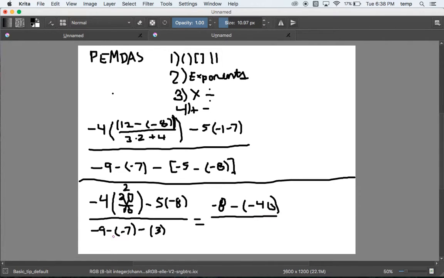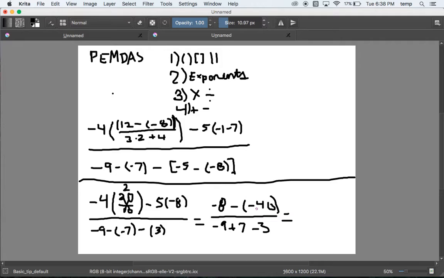Down here, we don't have any multiplication, but we could simplify this a little, right? So we do -9, then we have minus -7, so that's going to be the same thing as saying plus 7, minus 3. And so now we have our multiplication and division done. We can do our addition and subtraction, our last step here.